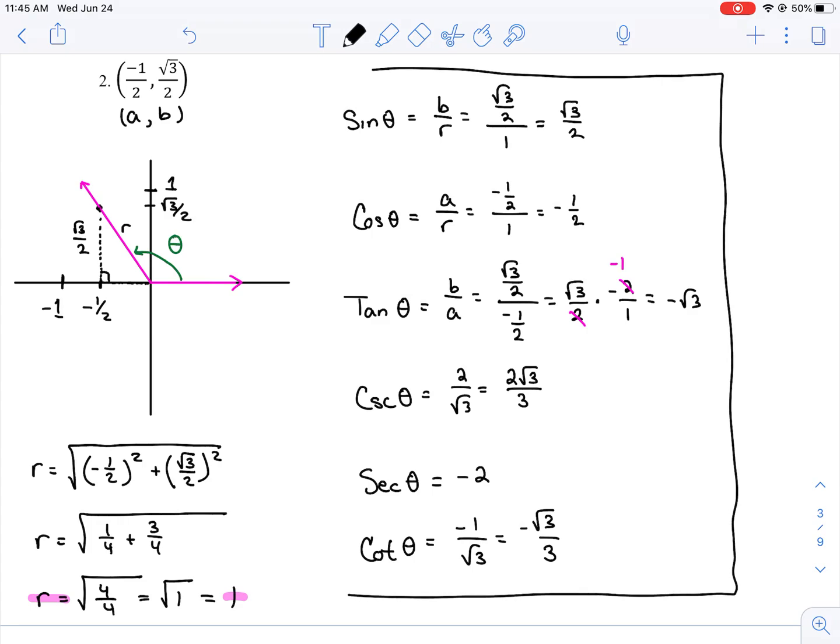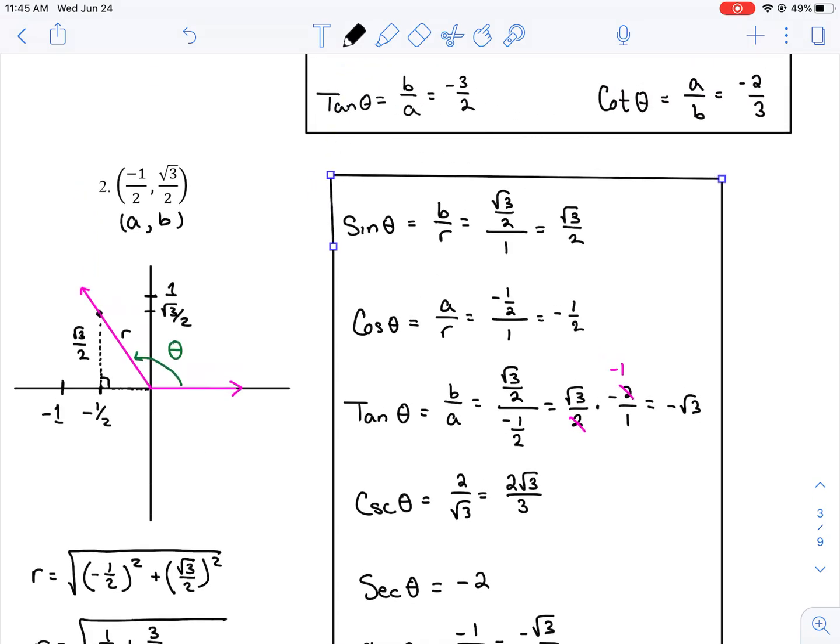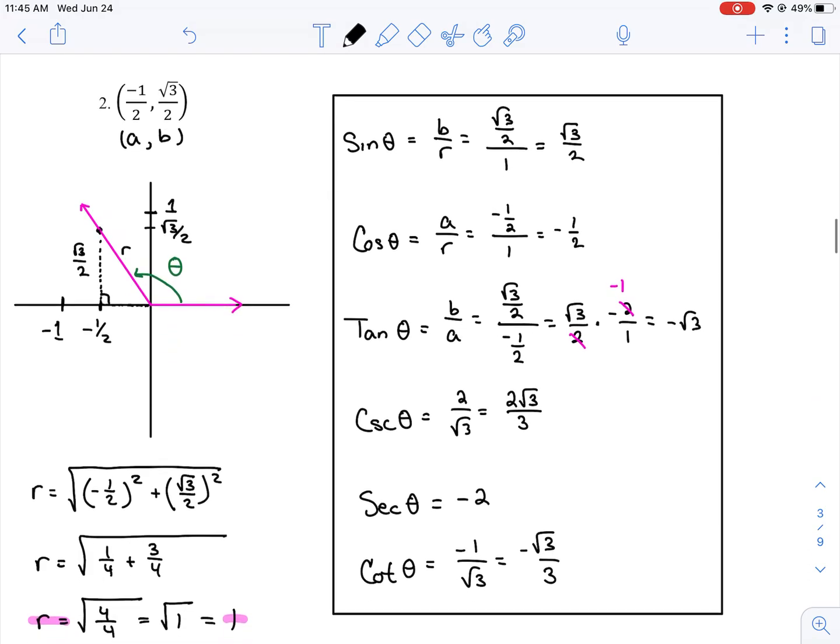So here is the value of the 6 trigonometric functions of theta, where the terminal side passes through the point -1/2 comma square root of 3 divided by 2.